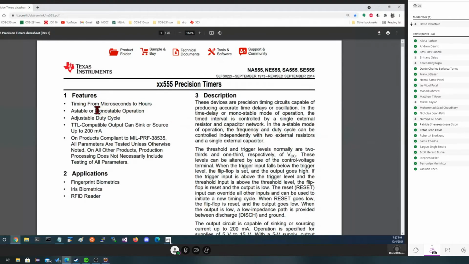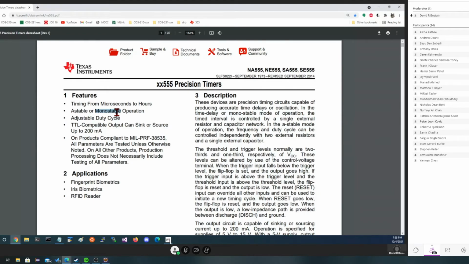Okay, let's read the features. We can time from microseconds to hours. We can operate it as what's called an astable or a monostable multivibrator. Monostable says there's one state that, when it goes to it, it wants to return back to the original state fairly easily. We can configure it so that is the state of operation.